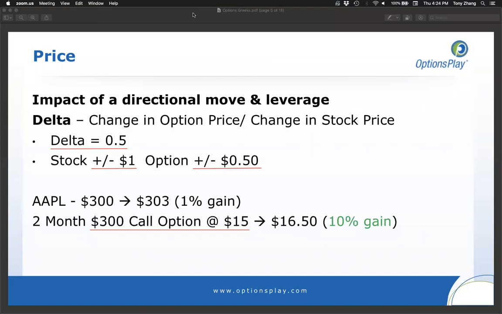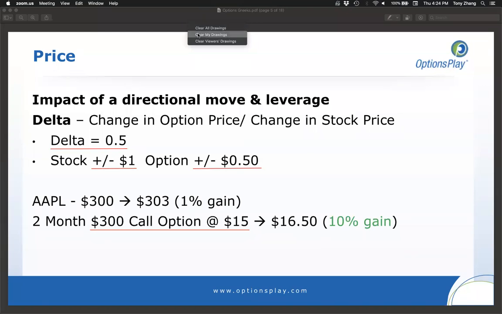Okay, so fairly simple and I think straightforward. Before I move on, I just want to make sure everyone understands the concept of delta. Delta helps us understand how much the option will move with respect to a move of the underlying stock. If that makes sense to you, please type 1 into the chat window at the bottom of your screen. Okay, perfect. So delta, I think, is pretty straightforward.